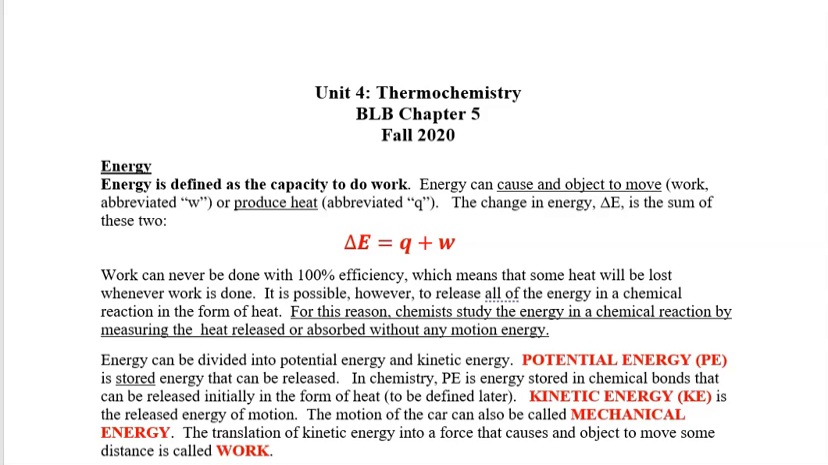Energy can be divided into potential energy and kinetic energy. Potential energy, PE, is stored energy that can be released. In chemistry, PE is energy stored in chemical bonds that can be released initially in the form of heat, which we'll define later. Kinetic energy, KE, is the release of energy of motion. Motion of a car can also be called mechanical energy. The translation of kinetic energy into a force that causes an object to move some distance is called work.